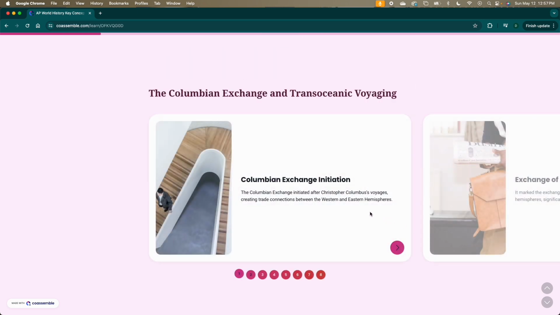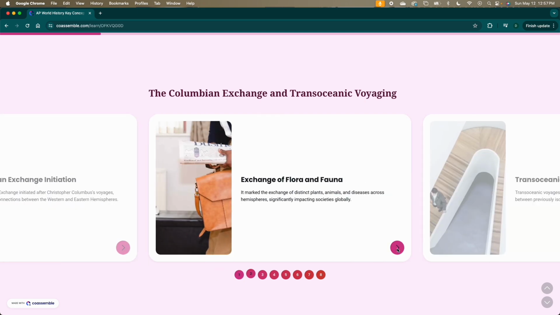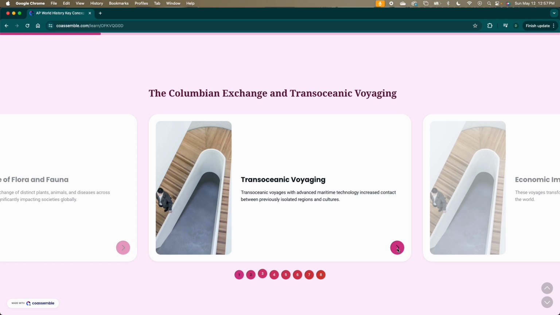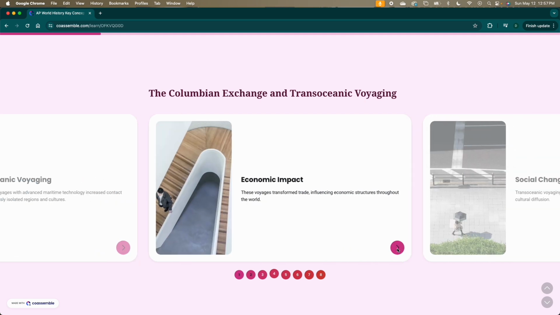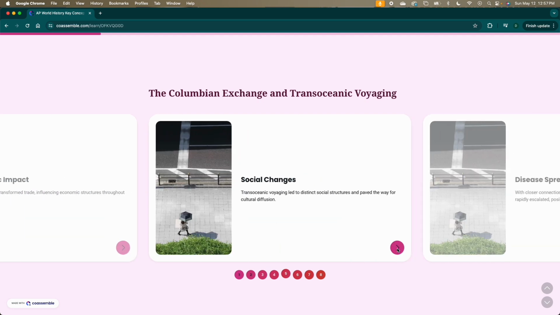Next, let's take a look at the Columbian exchange and transoceanic voyaging. So the Columbian exchange initiation was obviously after Christopher Columbus's voyages, establishing trade connections between the eastern and western hemispheres. So it marked the exchange of distinct plants, animals, and diseases across hemispheres, significantly impacting societies globally. Transoceanic voyages with advanced maritime technology such as the sextant navigational device increased contact between previously isolated regions and cultures. These voyages transformed trade, influencing economic structures throughout the world, and transoceanic voyaging led to distinct social structures and paved the way for cultural diffusion.